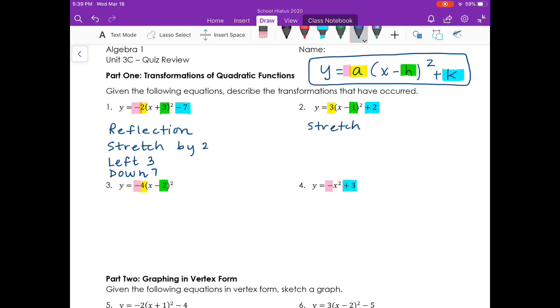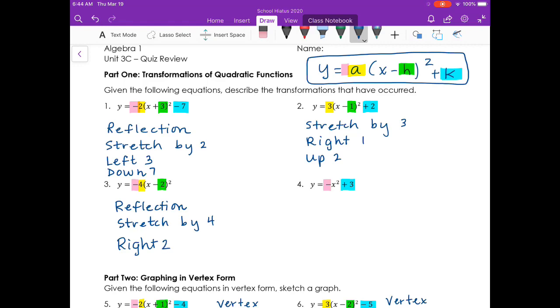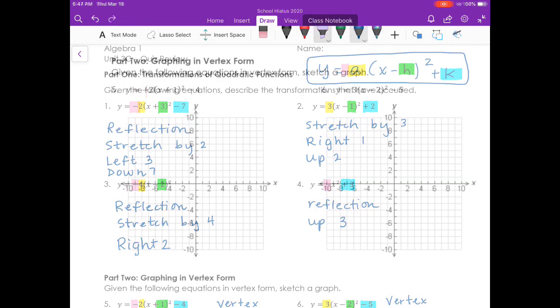Number 2 has a stretch by a factor of 3, a horizontal shift to the right 1, and a vertical shift up 2. Number 3 has a reflection in the x-axis, a stretch by 4, and a horizontal shift to the right 2 units. Finally, number 4 has a reflection, and it's moved up 3.